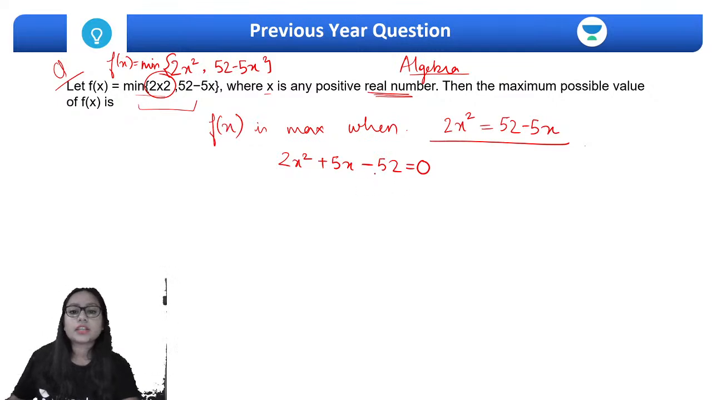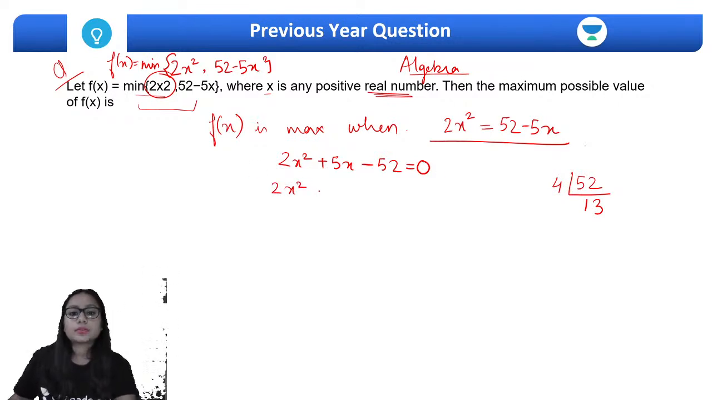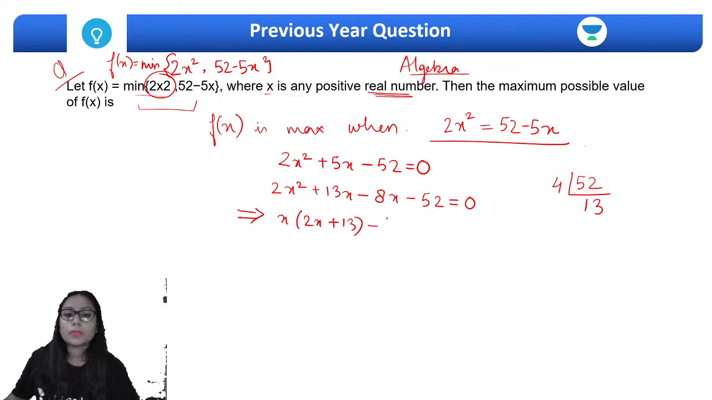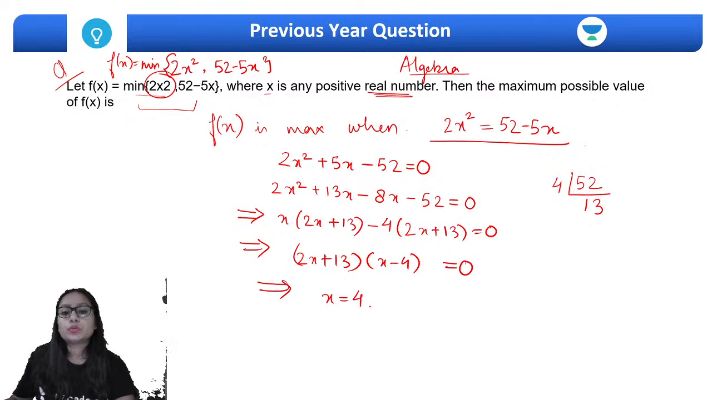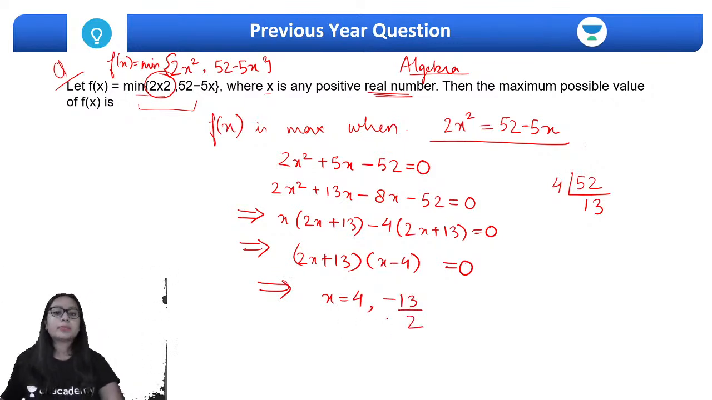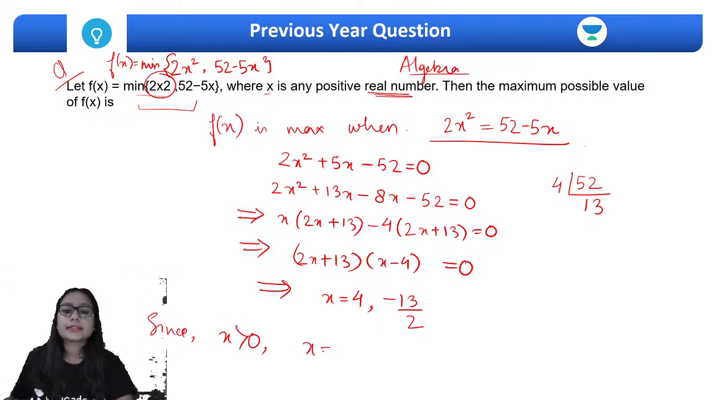Let us do that. If I solve this equation, I can write this as 2x square plus 13x minus 8x minus 52 is equal to 0. Further simplifying, I can take x common, so I will get x into 2x plus 13, minus, I can take 4 common from here, 4 into 2x plus 13 is equal to 0. Further simplification, I will get (2x plus 13) into (x minus 4) is equal to 0. So from here, I got that x is equal to 4 and minus 13 by 2. These are the two possible values of x here. But since x is positive, I can consider x is equal to 4 only.